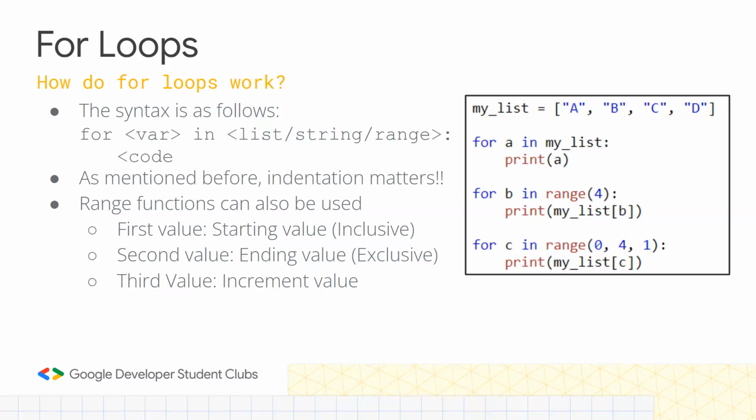So I have it summarized here. The first value of the range is the starting value, which is included. The second value is the ending value, which is not included. And the third value is the increment value. Any questions?